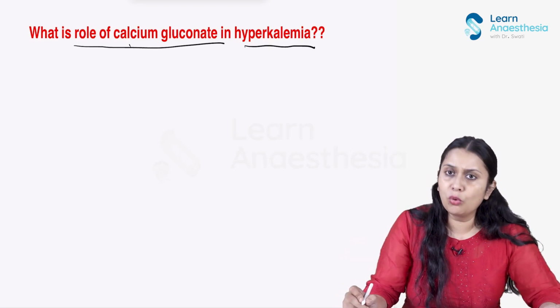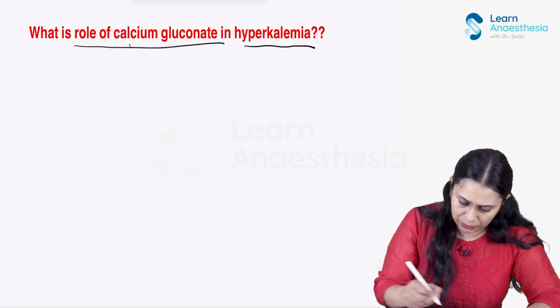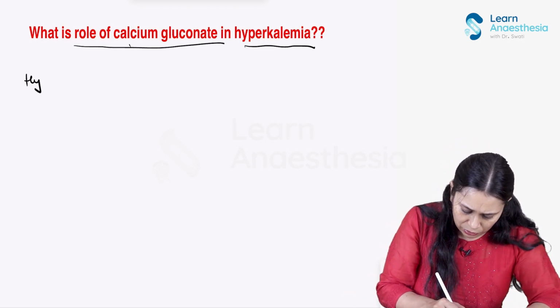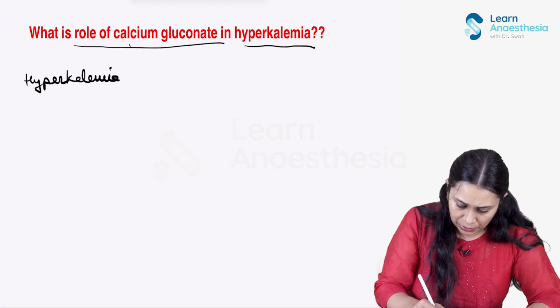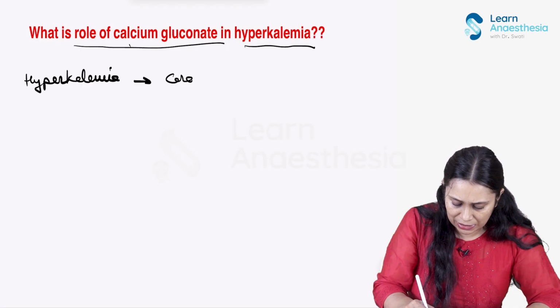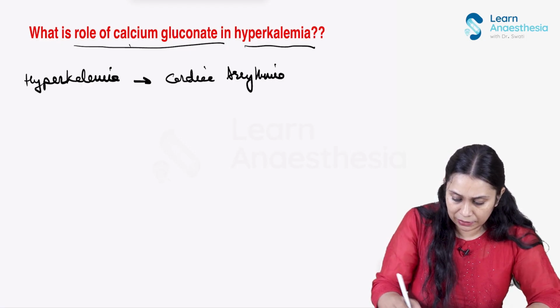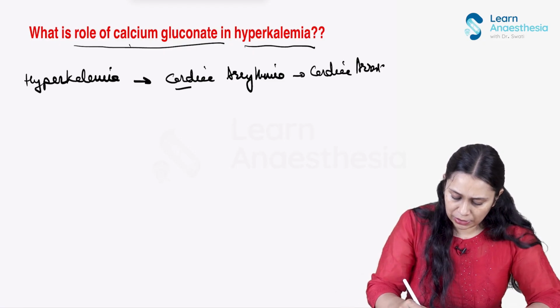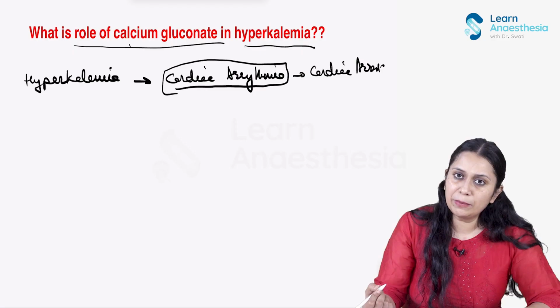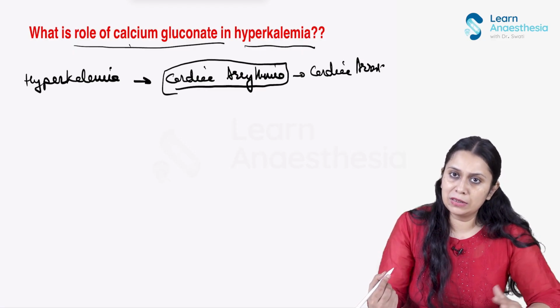So the role of calcium gluconate in hyperkalemia, see what hyperkalemia does? Hyperkalemia causes cardiac arrhythmia. And this can lead to cardiac arrest, right? So what does calcium gluconate do? It prevents this cardiac arrhythmia from happening by stabilizing the cardiac cell membrane, right?